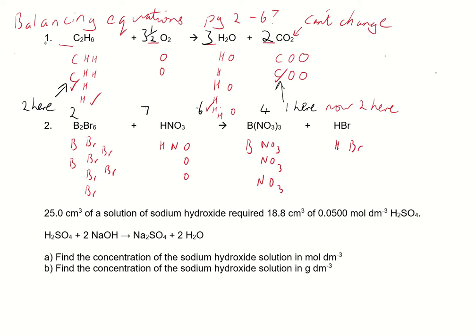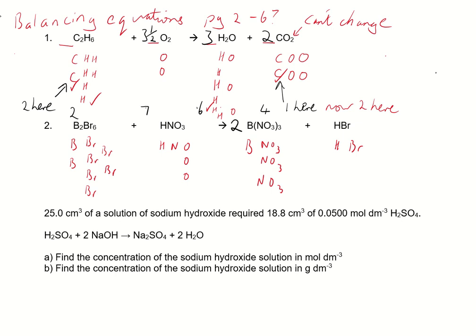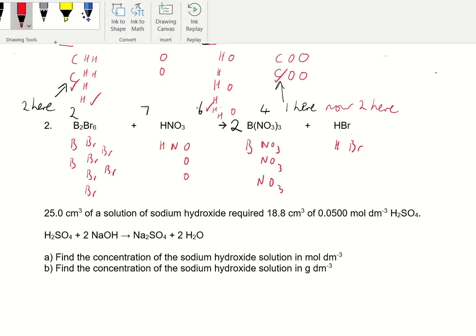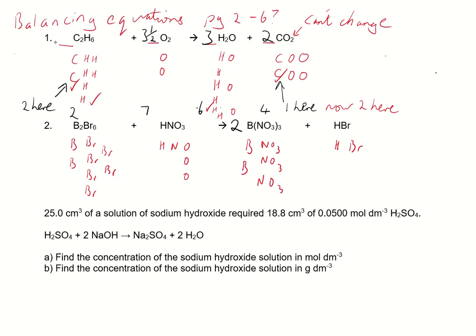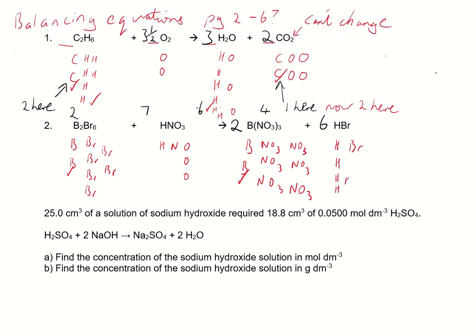So if we start with the borons, I've got 2 on this side, so I must have 2 on the other side. I've only got 1 currently, so I need to multiply this by 2. That now doubles everything I previously had. So I've now got 2 borons and 6 NO3s. But borons are now balanced. Bromines. I've got 6 on this side, I've only got 1 on this side. So I need to multiply by 6. So 6 bromines, 6 bromines, that's that sorted.